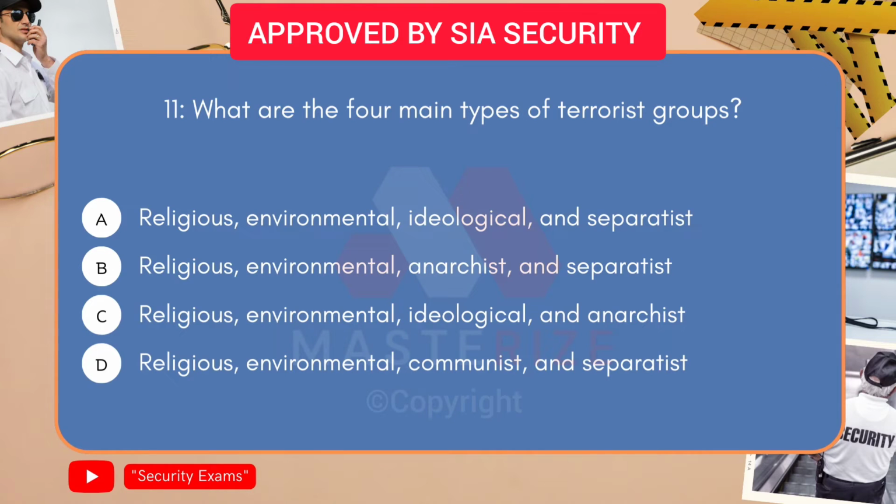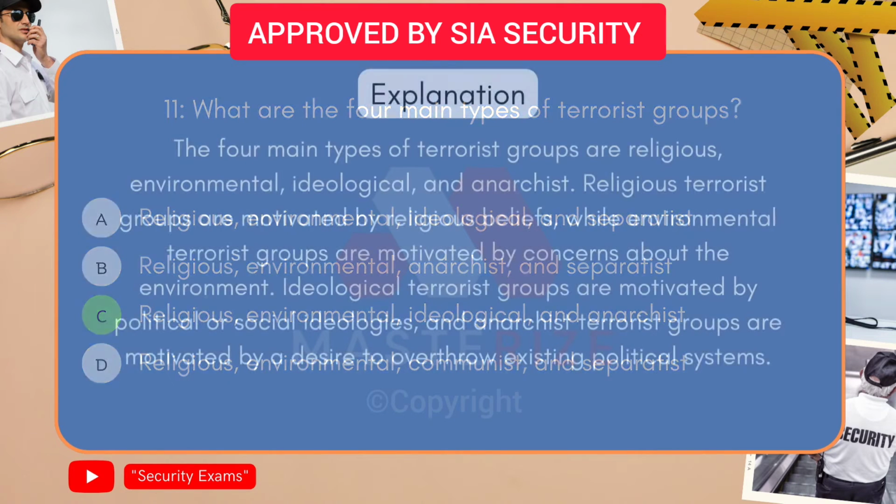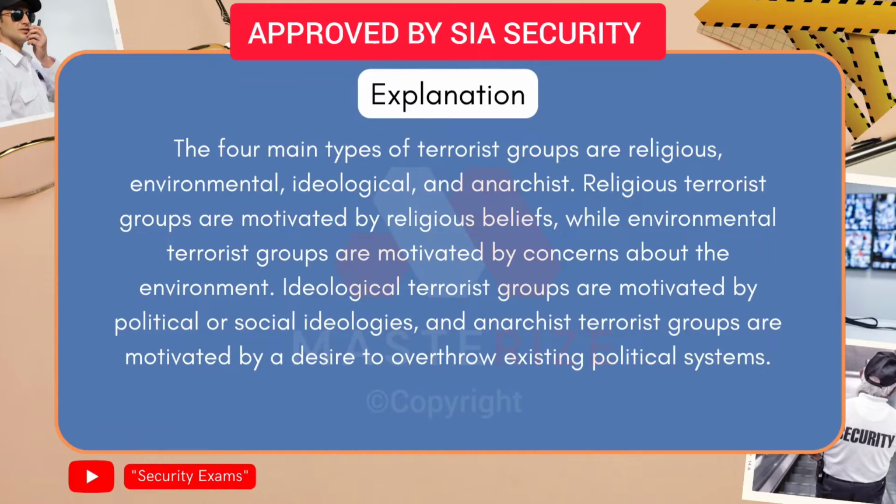Religious, environmental, ideological, and separatists; religious, environmental, anarchist, and separatist; religious, environmental, ideological, and anarchist; religious, environmental, communist, and separatist. Answer: religious, environmental, ideological, and anarchist. Explanation: the four main types of terrorist groups are religious, environmental, ideological, and anarchist.